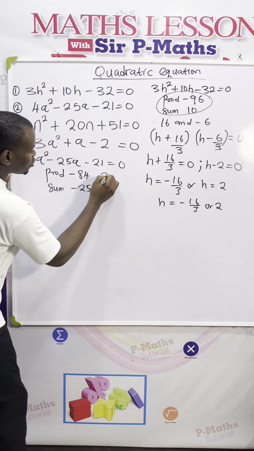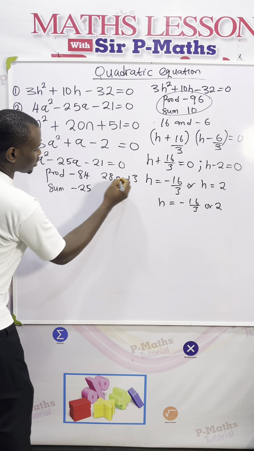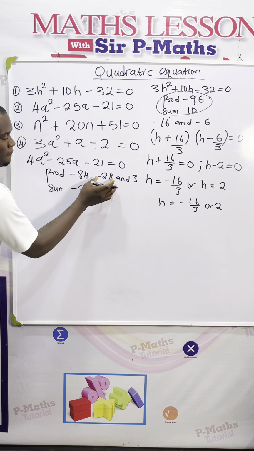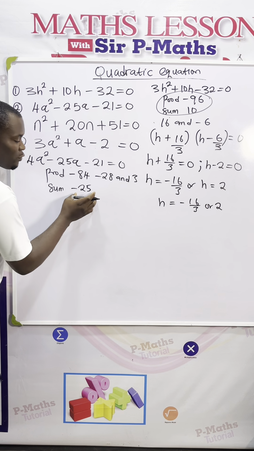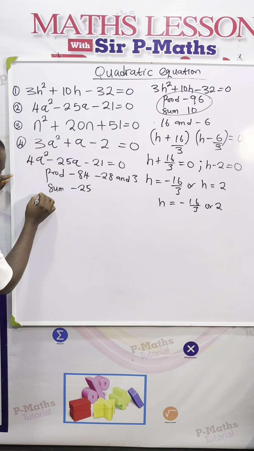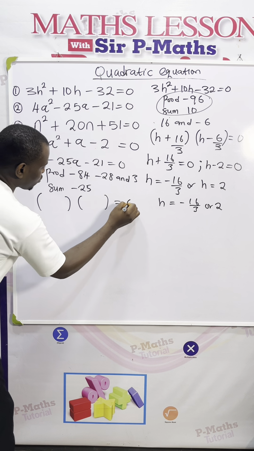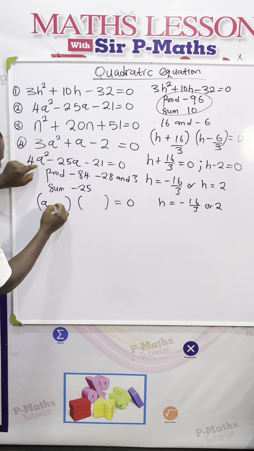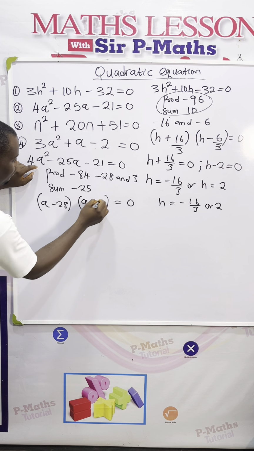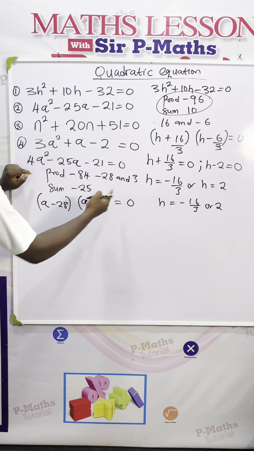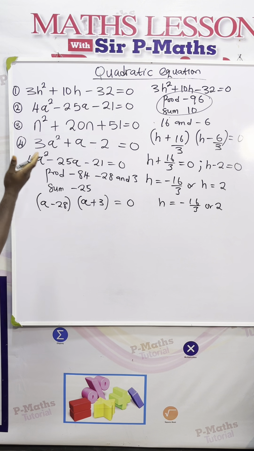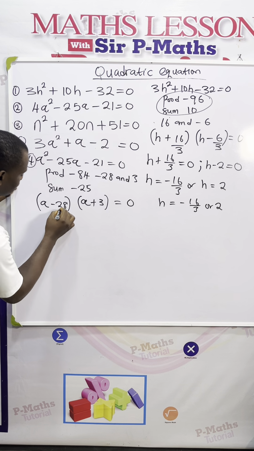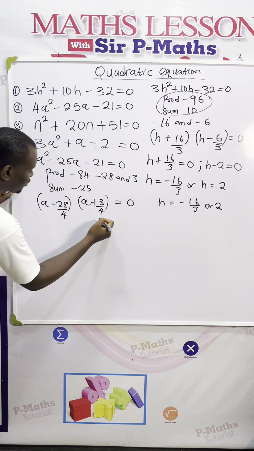So that should be 28 and 3. Negative 28 and 3. Minus 28 times 3 gives you minus 84. Minus 28 plus 3 will give you minus 25. As usual, open two brackets for me again, equal to 0. Now the variable is a, so I'll say a minus 28, then a plus 3. We work according to the sign of the factors. So the next thing is to use our coefficient of a squared to divide the both constants. Divide here by 4, divide here by 4.